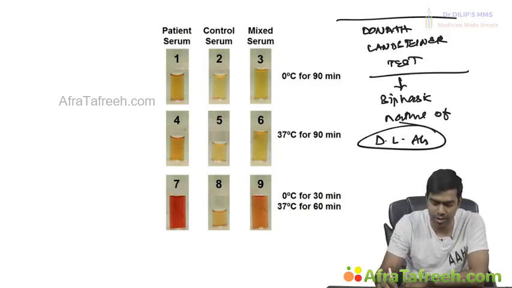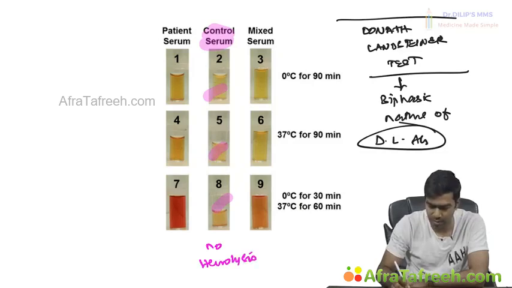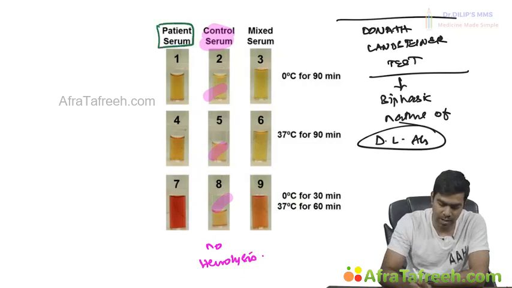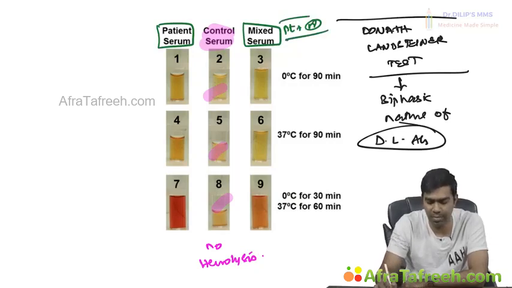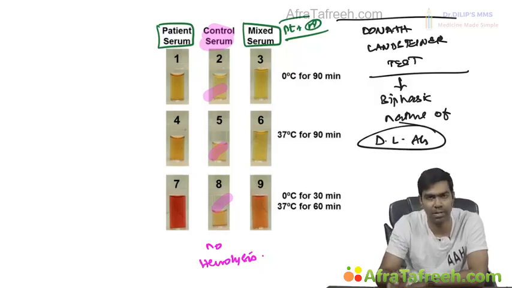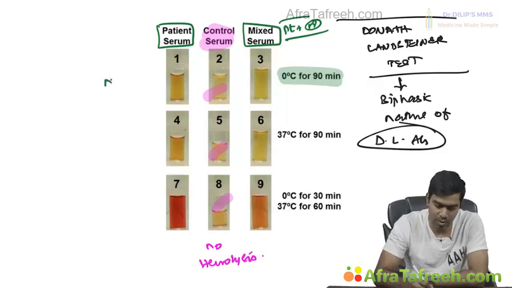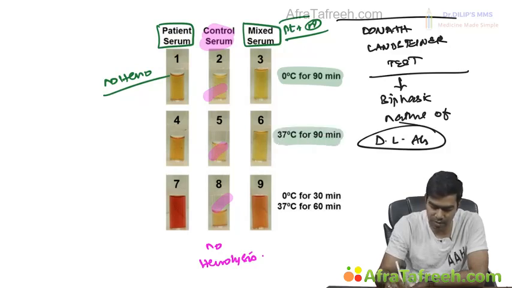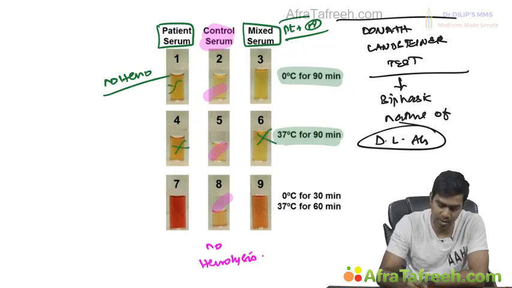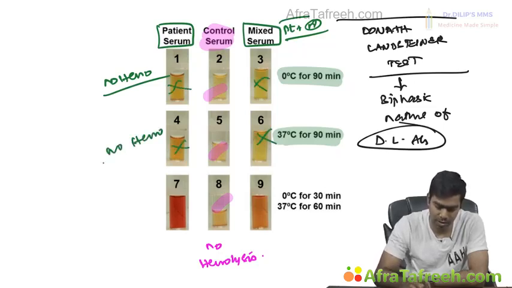How will you prove it? You can see this is the control serum, where you don't have hemolysis at all. There is absolutely no hemolysis in the control serum. But you can see the patient serum as well as the mixed serum. Mixed means patient plus normal, both are mixed. So the mixed serum also contains the patient serum. If you incubate for 90 minutes at 0 degrees C, there is no hemolysis. And if you incubate at 37 degrees C for 90 minutes, again you don't see any hemolysis.